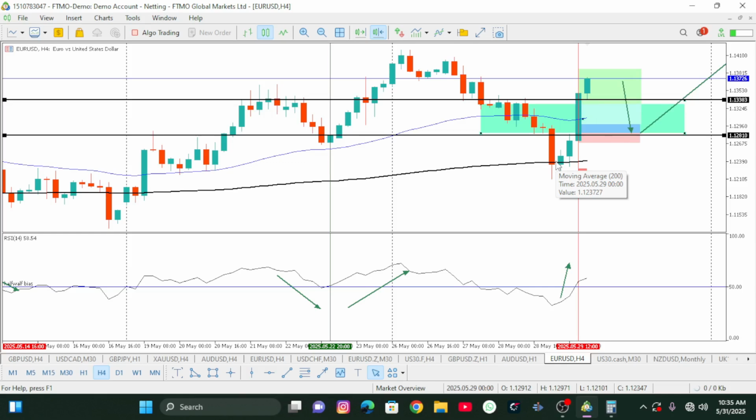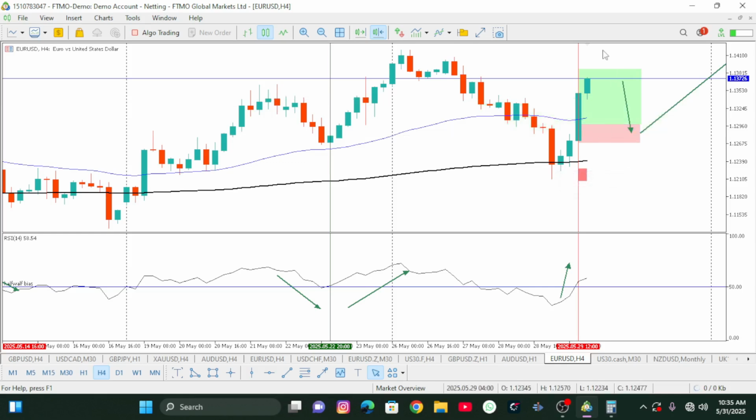But this is a setup for the future, so you can go and look at this setup, to see if it has played out. Today is the 29th. This is a trade I took on the 29th. So yeah, you can go and look at it, then we'll make a video and see how it played out.